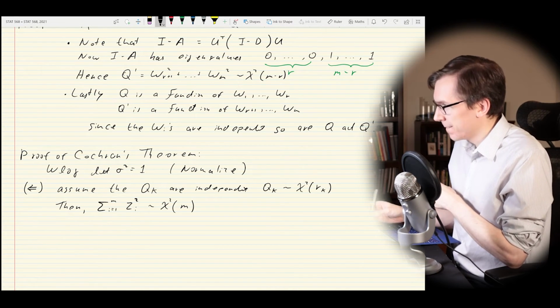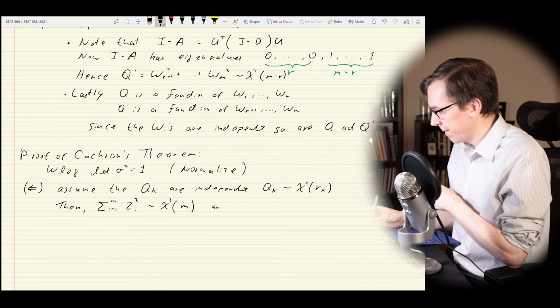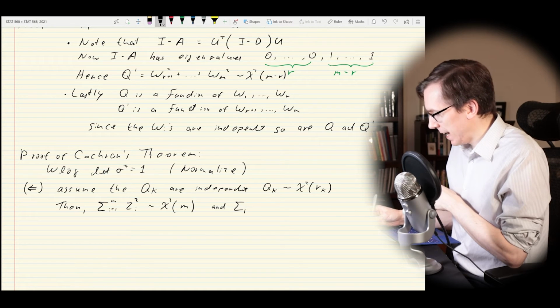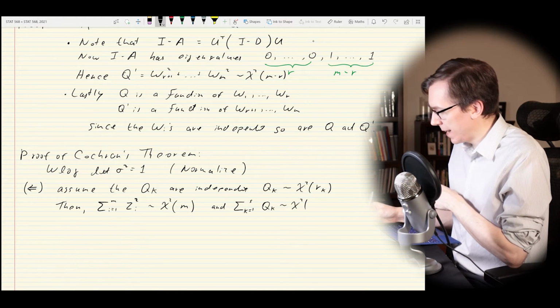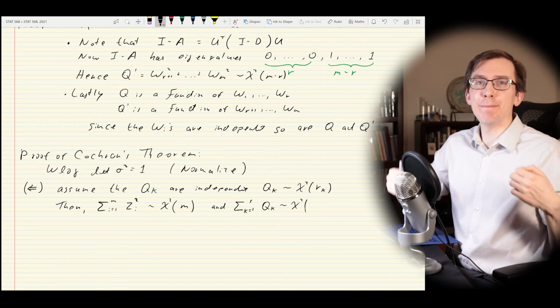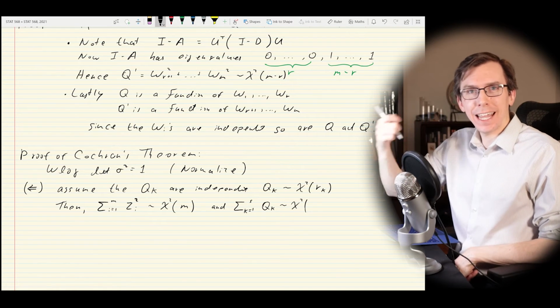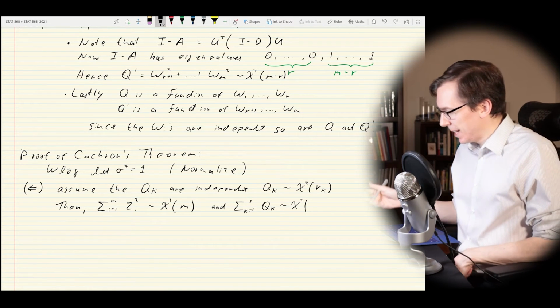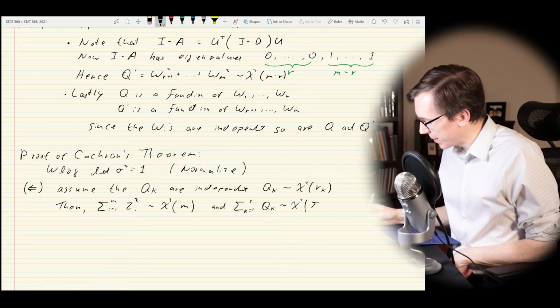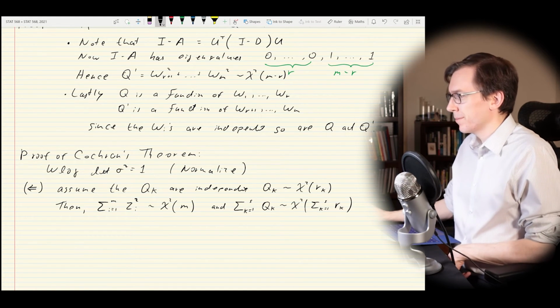Okay, good. And the sum of k from 1 to s of the Q_k is going to be a chi-squared random variable. Remember, these are also independent chi-squared random variables, and the degrees of freedom are r_k. So if we sum them all up, we end up just summing the degrees of freedom, and we get the sum k from 1 to s of the r_k for the degrees of freedom.